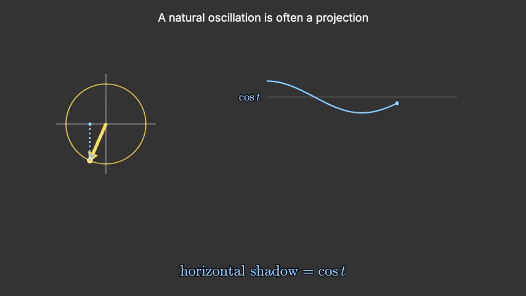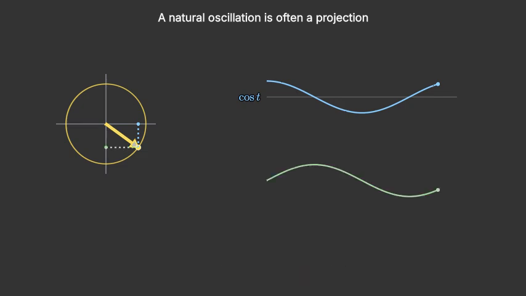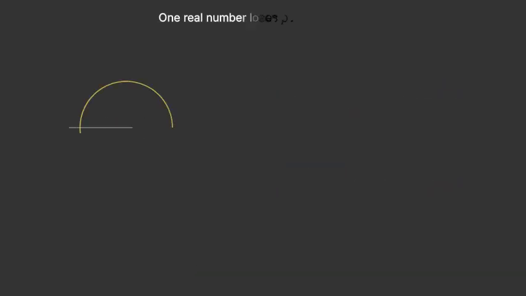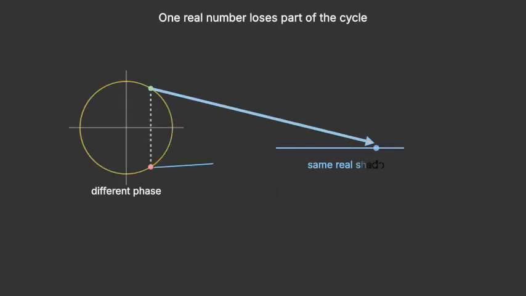The horizontal shadow of the rotating arrow is cosine. It rises, falls, changes sign, and repeats. The vertical shadow is sine. Sine is the same cycle, shifted by a quarter turn. A single real number keeps only one shadow. Two different phases can cast the same real shadow, so the real line has forgotten information.